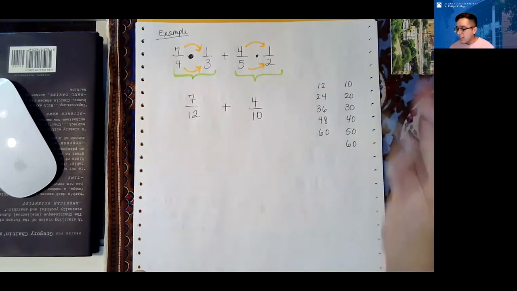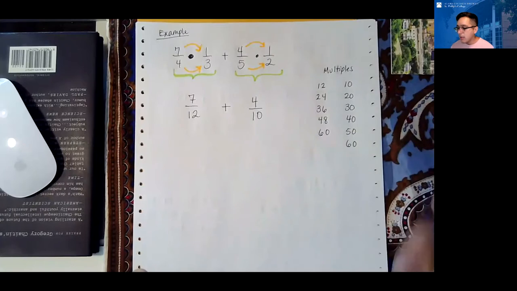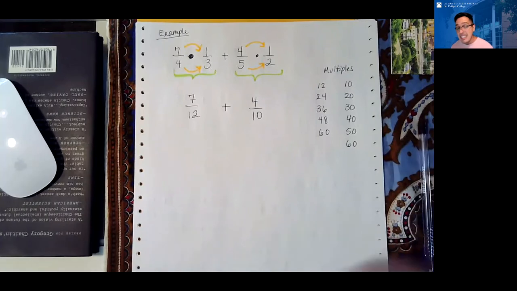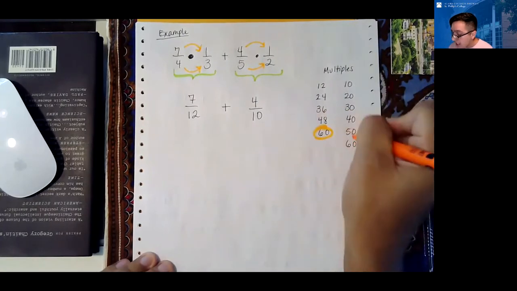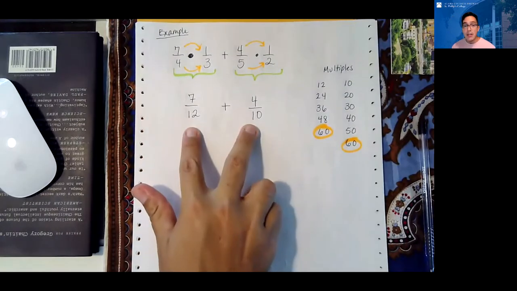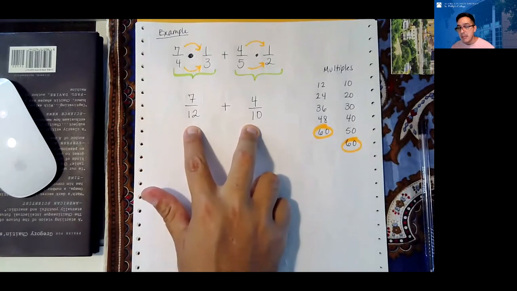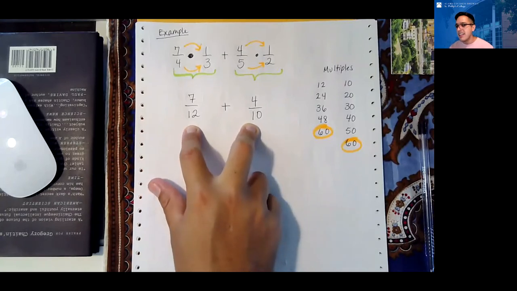So in this list of multiples, the least common multiple, or the first number that they have in common, is what? 60. So the least common denominator is sometimes a larger number than the ones that appear here. It's not going to be the smaller number that goes inside of both of them. Does that make sense? Or do we have any questions about that?